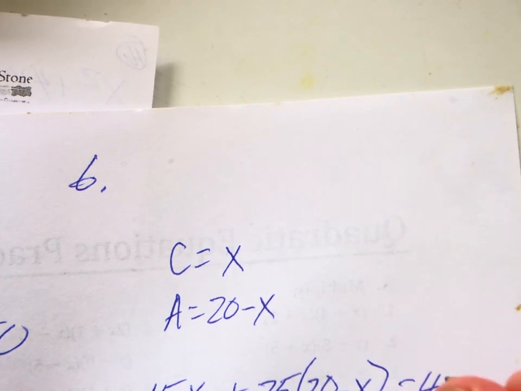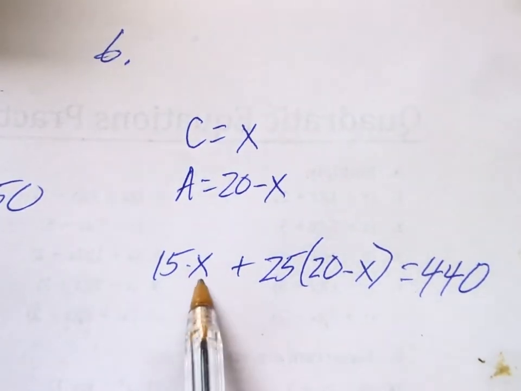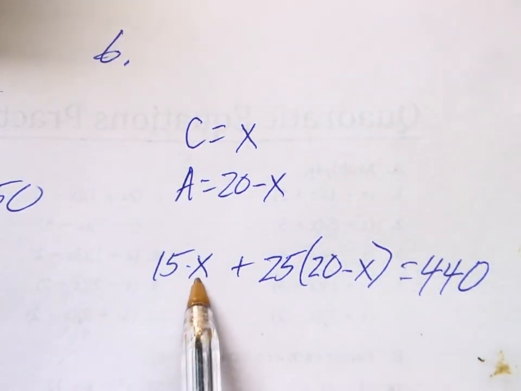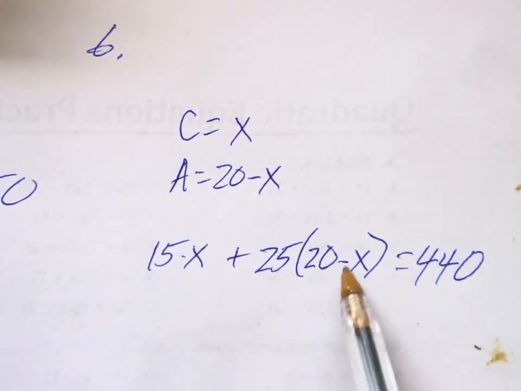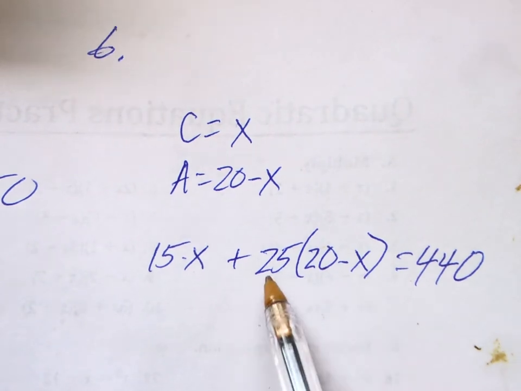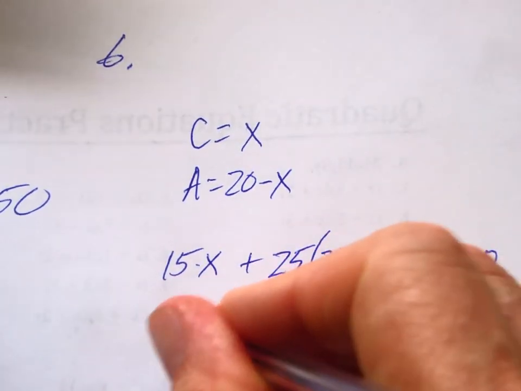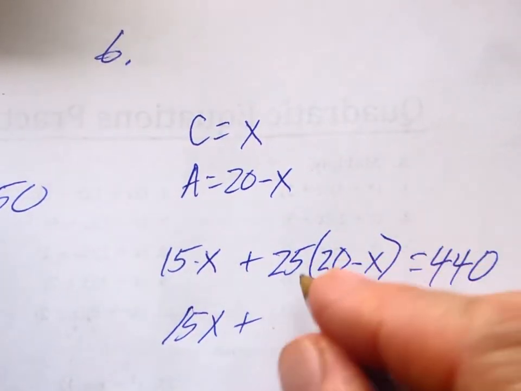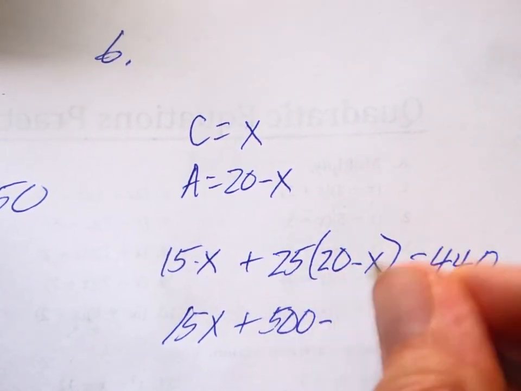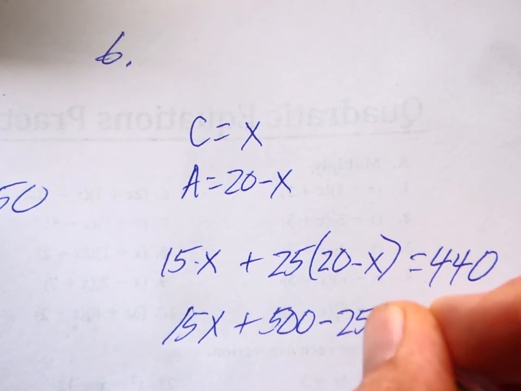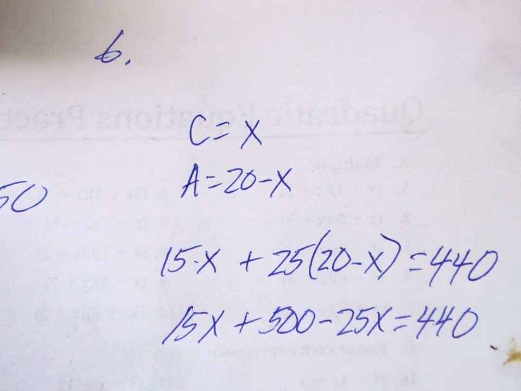Altogether, it's $440. You see how I got that? I got X children's tickets, so $15 times X tells me how much I spend on children. If I got X children's tickets, I got 20 minus X adult tickets, and they cost 25. When you add the two parts up, you get 440. So this is 15X plus 25 times 20, 500. 25 times minus X is minus 25X, is equal to 440.